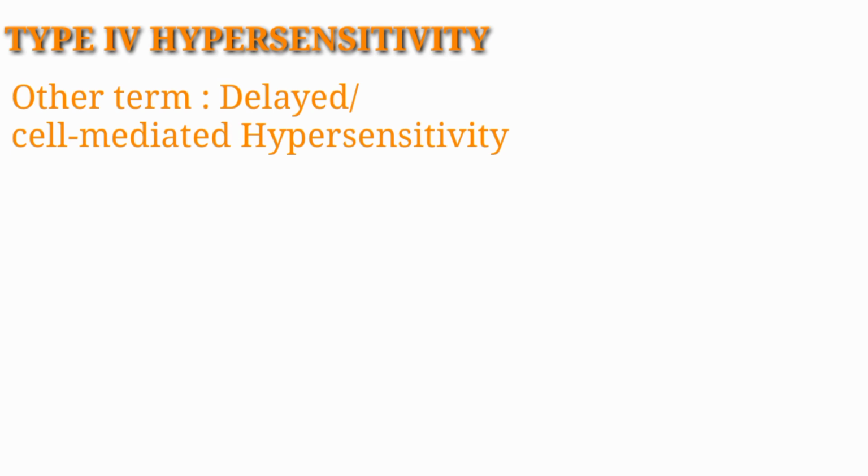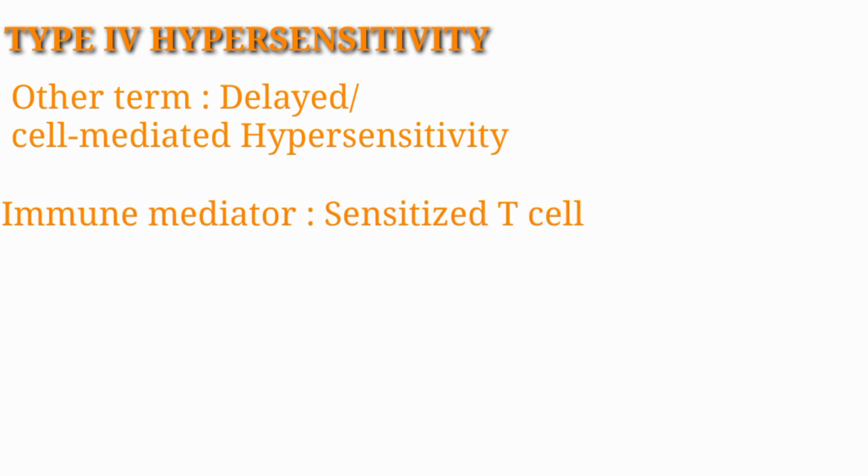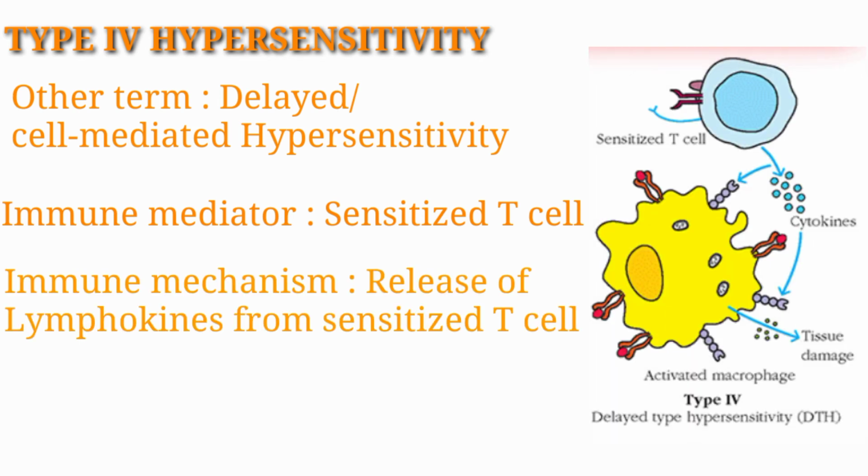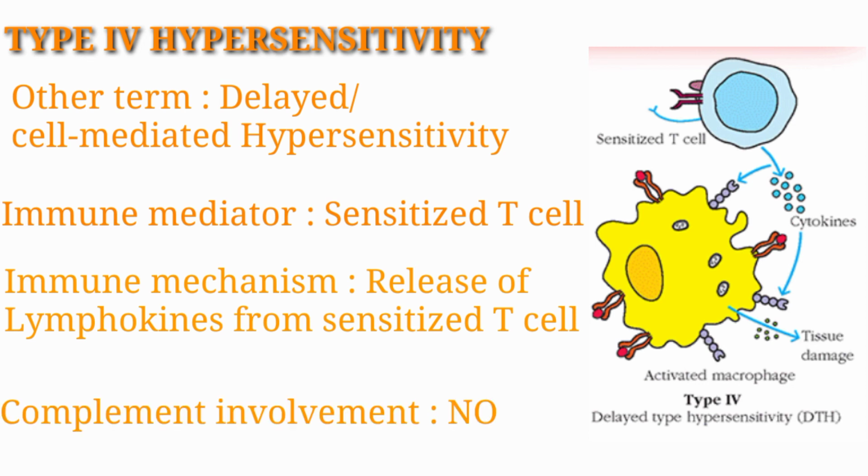Last, guys, is type 4 hypersensitivity, also termed as delayed or cell-mediated hypersensitivity. The immune mediator is sensitized T cell. The immune mechanism is the release of lymphokines from sensitized T cell. It is not involved in complement.